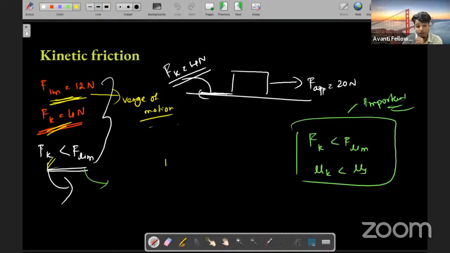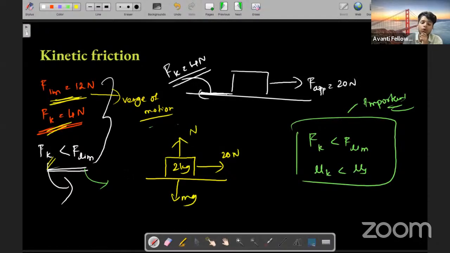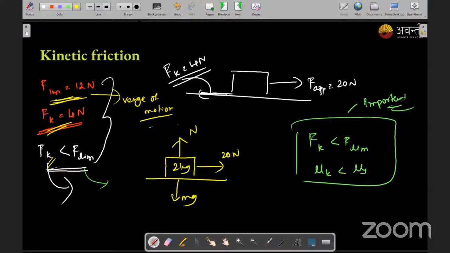Yes, very good. Okay, this is the FBD. You know that this is the 20 Newton force. This is the 2 kg mass. This is the normal force. This is mg. Now let me tell you what it will be. How can I find it? Force formula, okay. But can we apply the force formula? Yes.